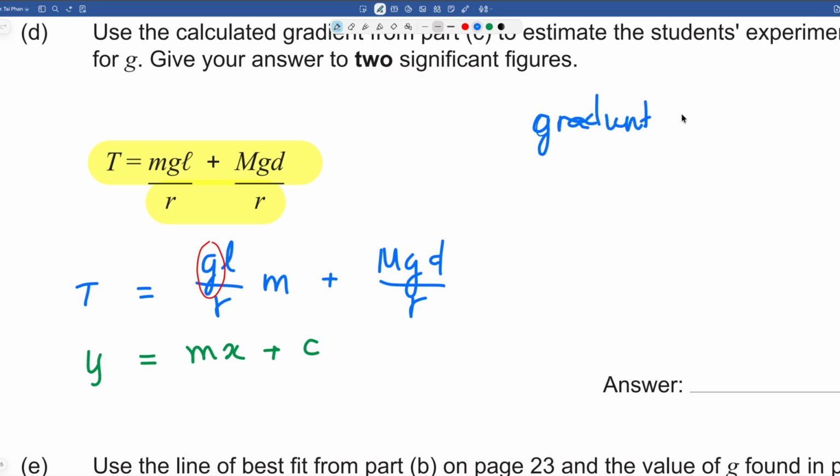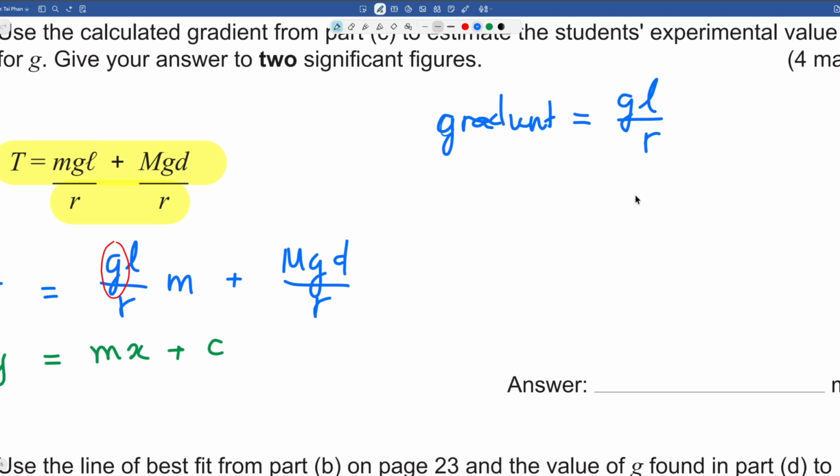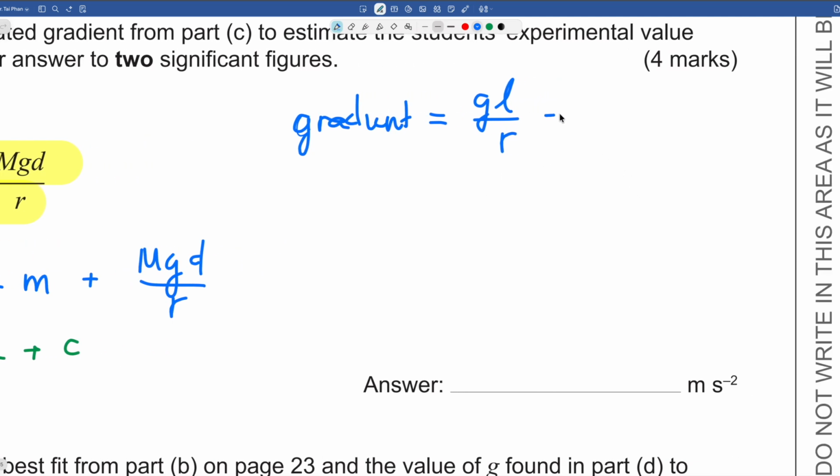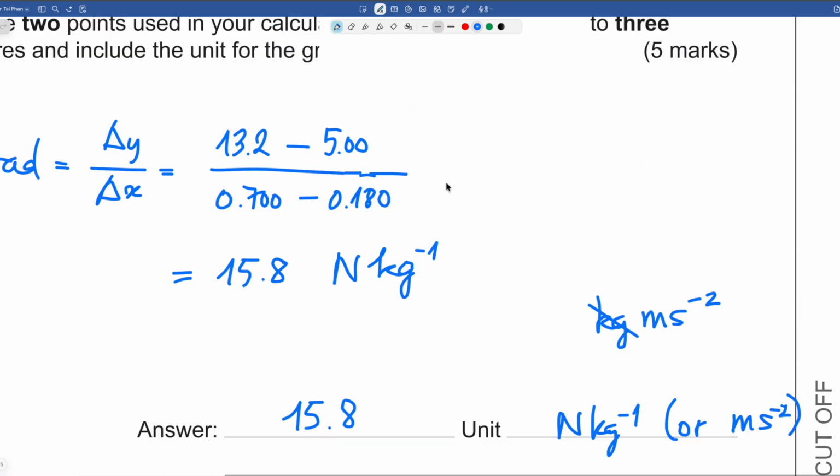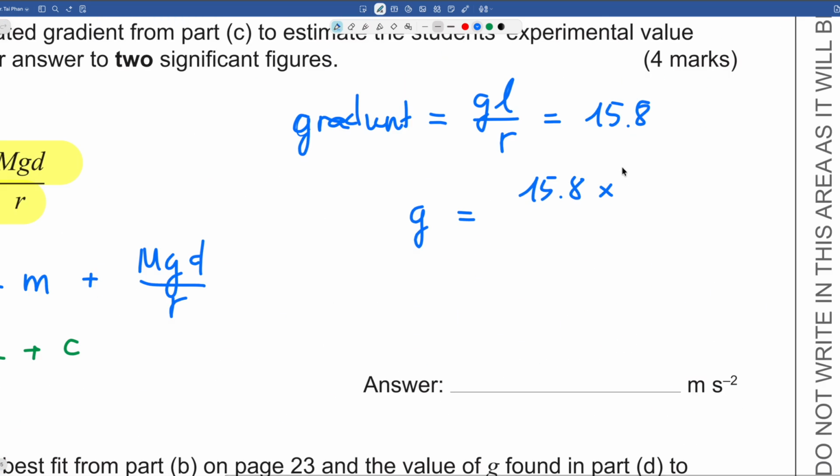The gradient is g over the distance r. And that gradient, we've got the answer from question C is 15.8. So we need to find g. So g is 15.8 multiplied with the distance r here, which is, I will take the original calculation without the rounding, 76.0 times sine of 35 degrees.